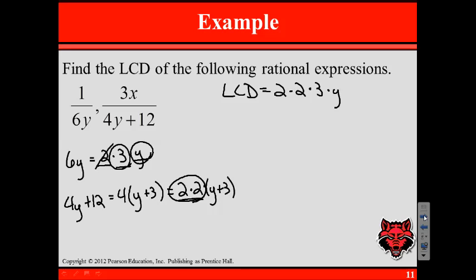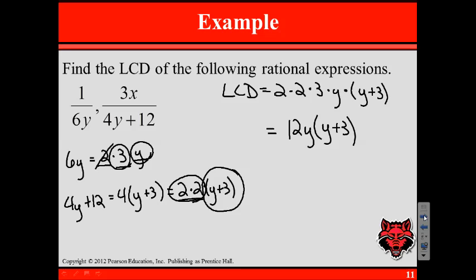And then finally, we have the factor of y plus 3. We don't have any y plus 3's in the first factorization. We have 1 factor of y plus 3 in the second factorization. So we include 1 factor of y plus 3 in the least common denominator. Multiplying all of these factors together, 2 times 2 times 3 is 12. So this becomes 12y parentheses y plus 3. And we would leave it just like this.